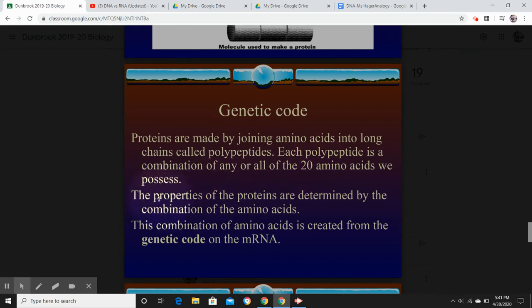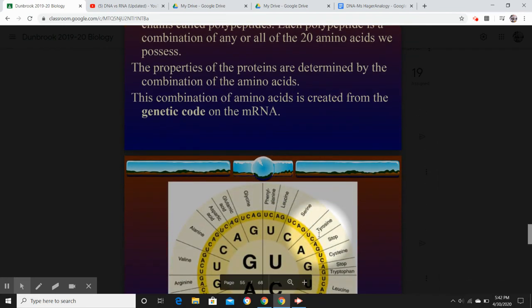The properties of the proteins are determined by the combination of the amino acids, what order they're in. That also gives the protein their shape. This combination of amino acids is created, if you remember, from the original DNA code. So Miss Hager's master plan, which was just copied to messenger RNA, sent to transfer RNA, and then those kids were plucked out of class, or those amino acids were brought to the ribosome. Same thing, okay? All right, check this out.